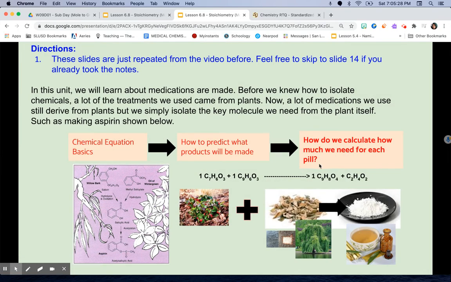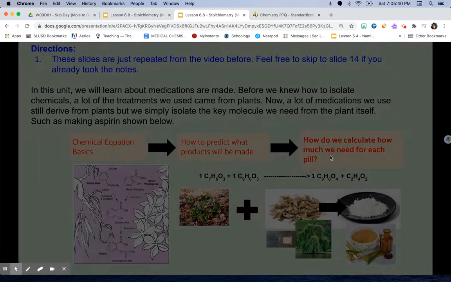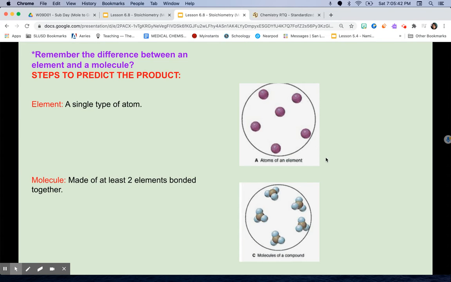So far in this unit, we're talking about how to make medications, and we're mainly talking about the final stages, when I want to make a 500 milligram pill of this, or aspirin, how do I do that? So just a couple of general reminders before we start.